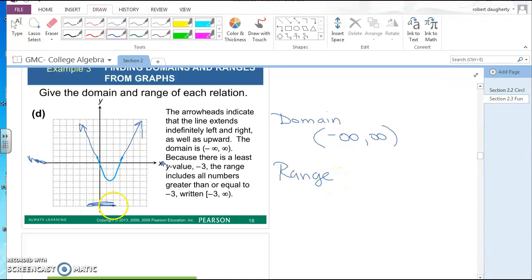Now, if I go find the range, it's not the same case. There are no y values down here. So my y values don't start until I get to, what, -3? So that's where the y values start. But once they start, they continue going all the way up to infinity. So the range is from -3 to +infinity. So it includes the number -3, and then I always have a parenthesis around infinity.